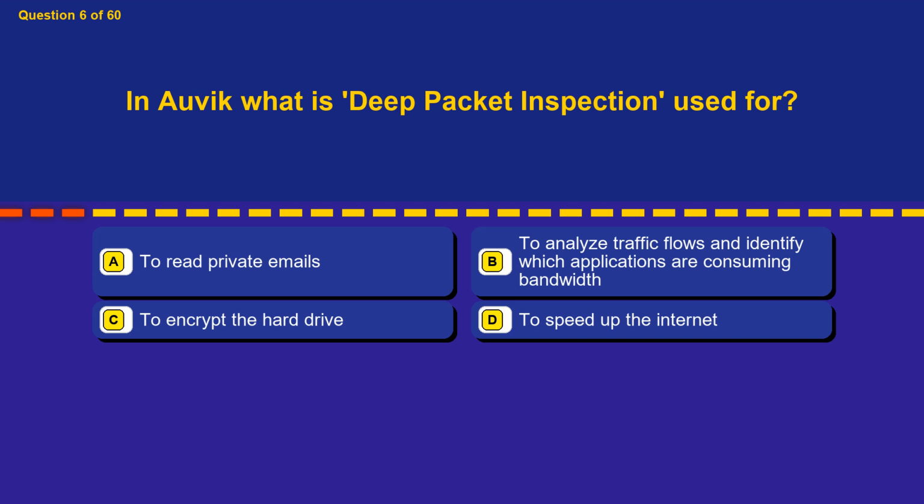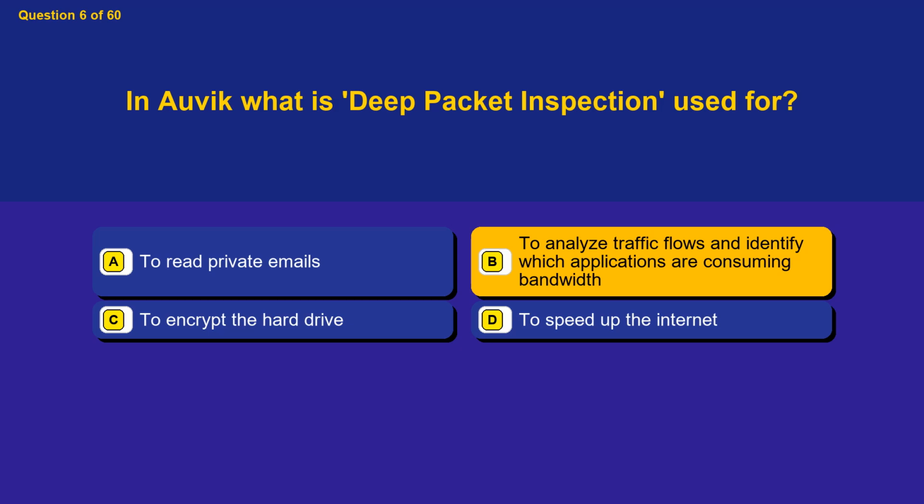Question 6. In Auvik, what is the packet inspection used for? Option A. To read private emails. Option B. To analyze traffic flows and identify which applications are consuming bandwidth. Option C. To encrypt the hard drive. Option D. To speed up the internet.